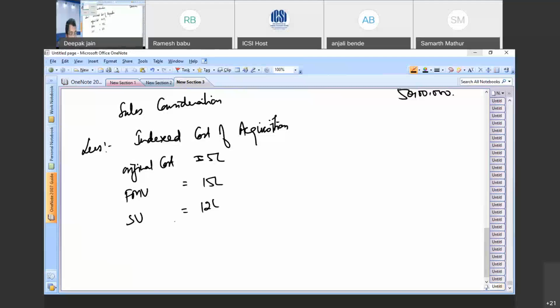Prior to Finance Act 2020, this value shall be indexed. Prior to Finance Act 2020, FMV shall be taken into consideration. After Finance Act 2020, FMV cannot exceed the stamp value. If it exceeds, then stamp value shall be taken into consideration.